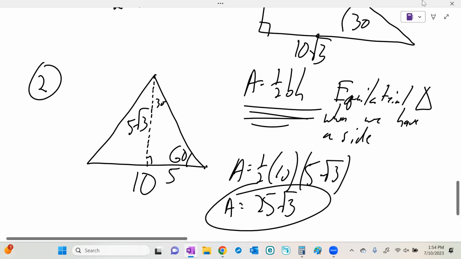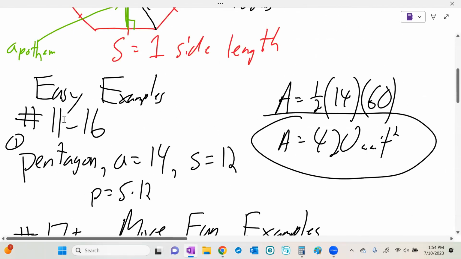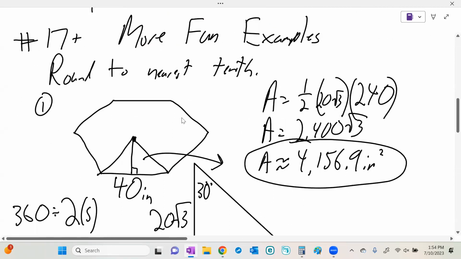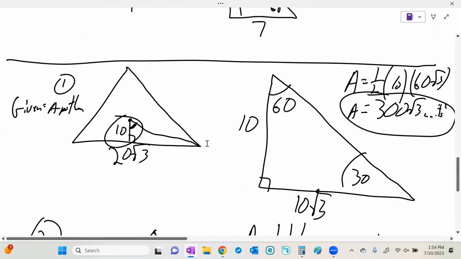So there's some thinking involved in these. Like I said, the least amount of thinking is 11 through 16. From 17 to the end, you're going to need to know, is it a hexagon or is it a triangle? What type of information are they giving you? And then what can you go find out with that information? It's going to stick to triangles or, oh, there's a square in there as well.